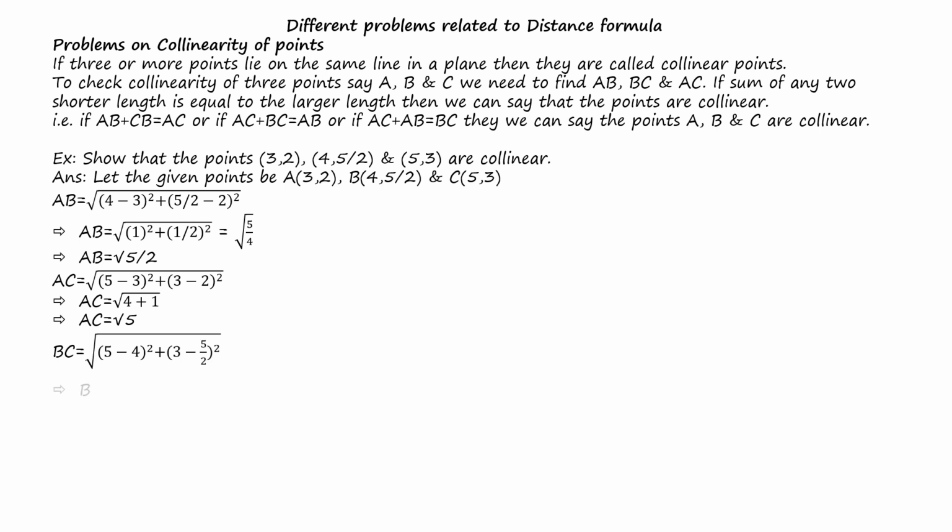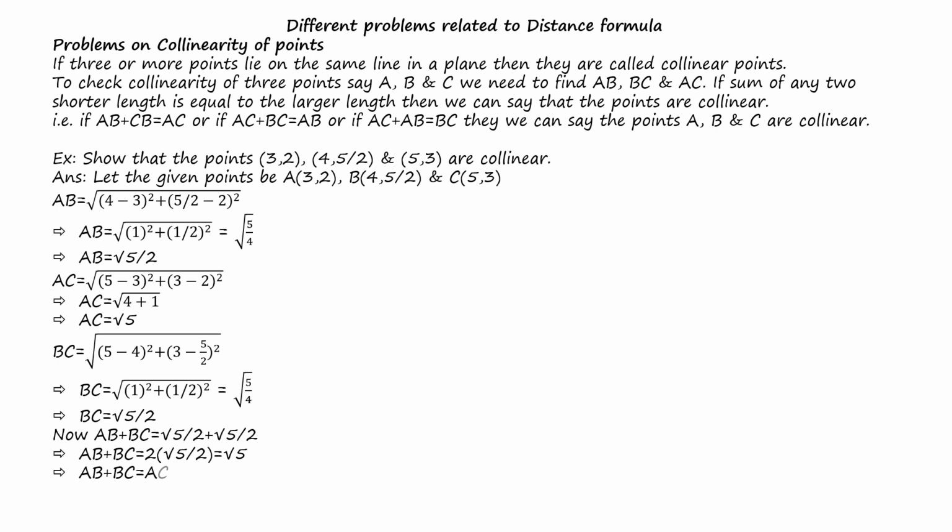And the distance between B and C, that means BC, is nothing but the square root of (5 minus 4) whole squared plus (3 minus 5/2) whole squared, which is nothing but root 5/2. That means here it is clear, AB is root 5/2, BC is root 5/2, but AC is root 5. So now AB plus BC is nothing but AC. Hence the given points are collinear. Hence proved.